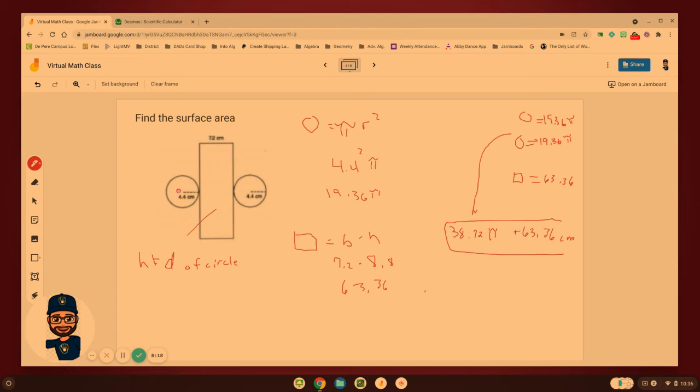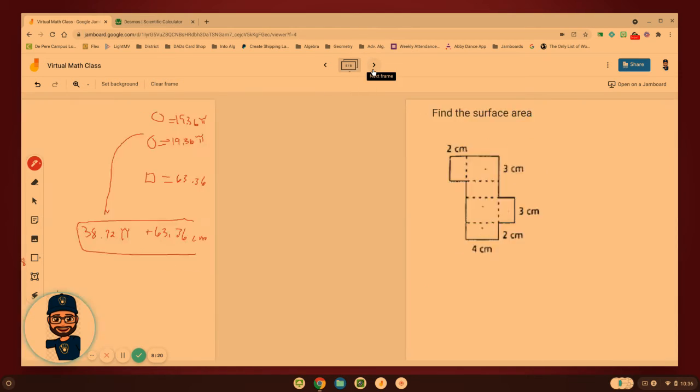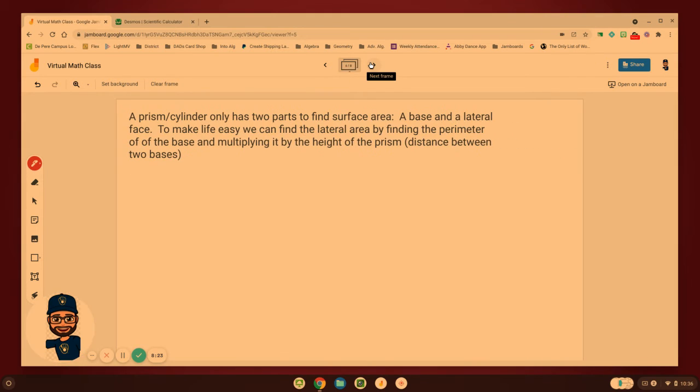of the circle. Now, there is an easier way to do some of this, and we're going to skip that one, but there's an easier way to do this with prisms and cylinders by finding something that is called the lateral area. All right, so to make life easier, we can find this lateral area by finding the perimeter of the base and multiplying it by the height of the prism. And if we do that, that will give us the lateral area.